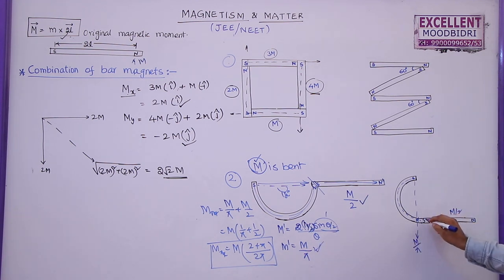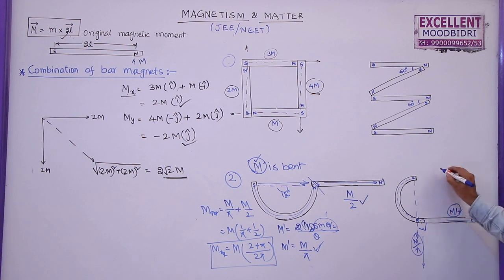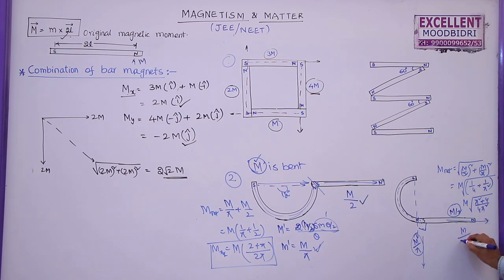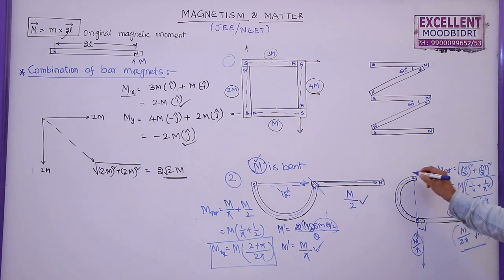But remember students, here m by 2 is acting along the x-axis, and this m by pi is acting along the negative y-axis. The resultant magnetic moment m net is given by root over m by 2 whole square plus m by pi whole square. If you take m common, root over 1 by 4 plus 1 by pi square. So you can write this as m into root over pi square plus 4 by 4 pi square, or m by 2 pi root pi square plus 4. This is the net magnetic moment of this one.